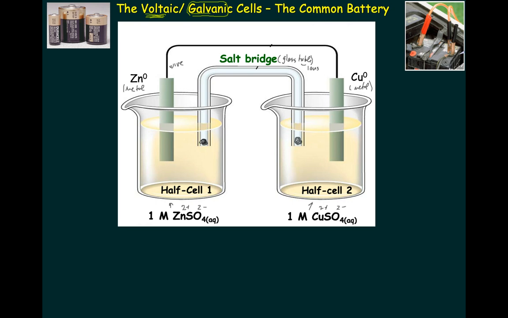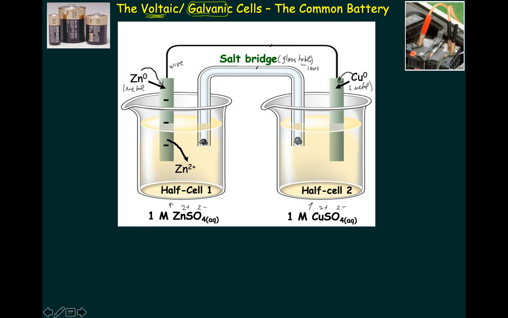You have a zinc solution here, a copper solution here, and you have a piece of zinc metal here and a piece of copper metal here. So copper in a copper solution, zinc in a zinc solution, and this is what this kind of thing looks like. When we connect it this way, we're going to find that electrons begin to flow.